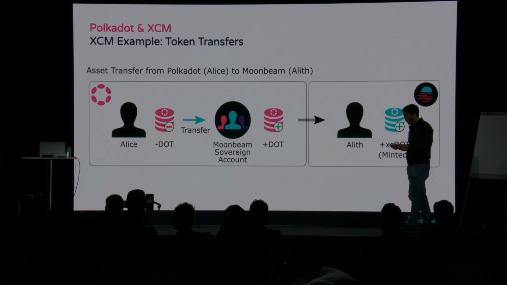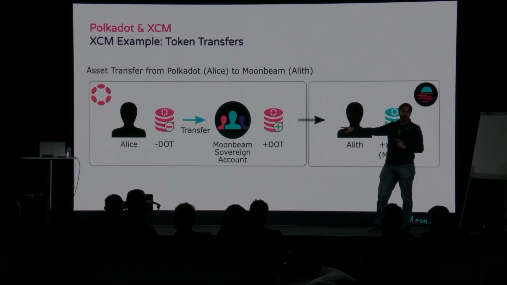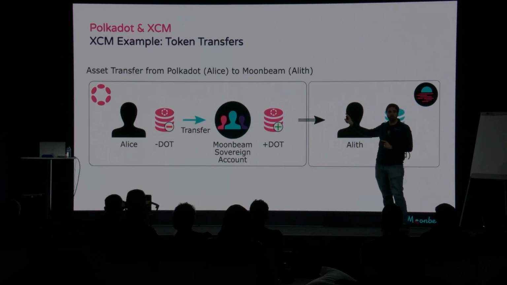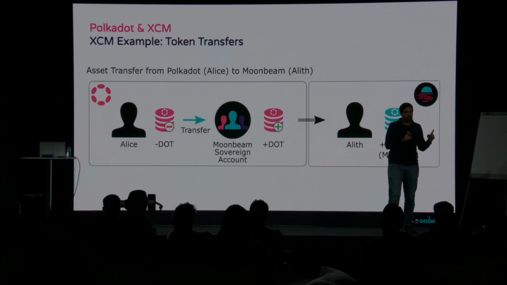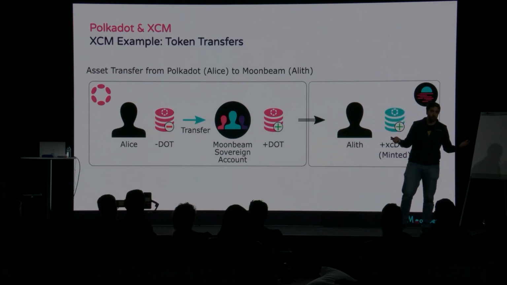Through the XCM instructions, Alice is going to send her DOTs to a special account called a sovereign account. And it has to be through an XCM instruction, because if she just does a regular balance transfer, it'll be a very nice donation to the Moonbeam sovereign account, right?